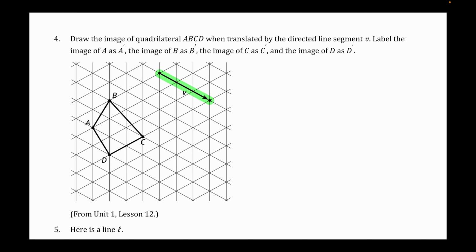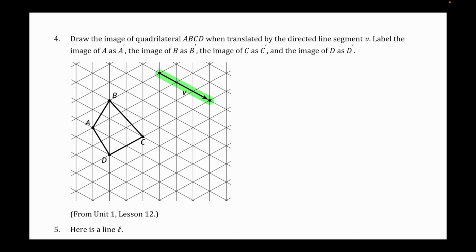So we're going to label the image of A as A prime, image of B as B prime, of C as C prime, and D as D prime. They're really just saying, hey, after you translate those points, please label them the prime variations of their names.